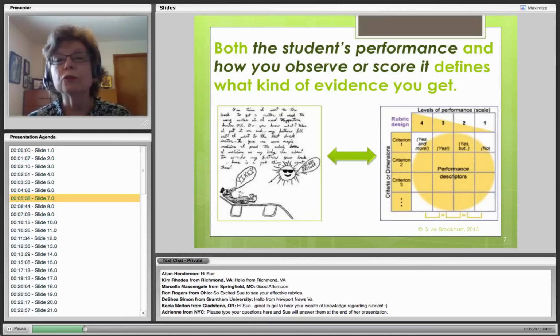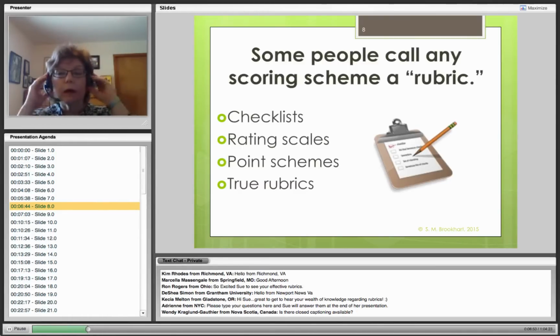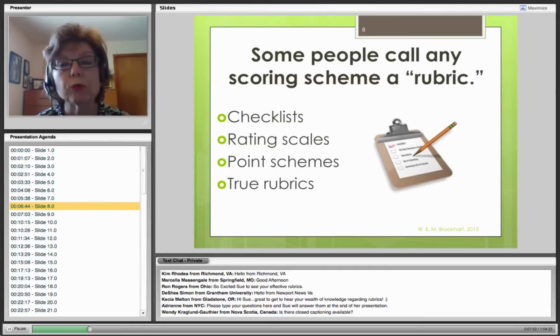The rubric needs to really look at the quality of students' thinking and the substance of student work and not just count surface level features, or you won't actually get what you think you're getting out of a really rich performance task. Before we go too much farther, I want to clarify what I mean by rubric, because some people call any scoring scheme a rubric. Checklists, rating scales, point schemes, true rubrics, and I want to make sure that you know that in this webinar we're talking about true rubrics.